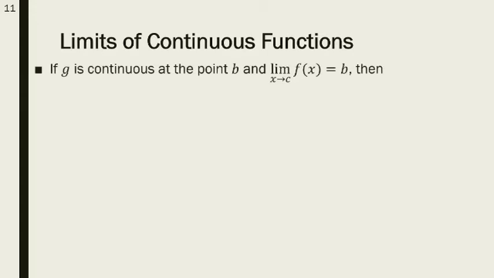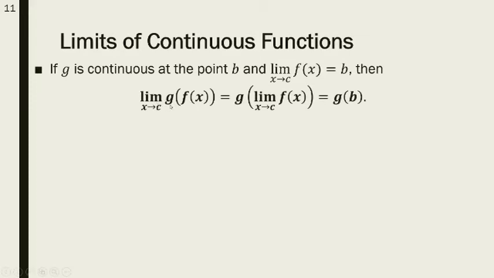Then we have limits of continuous functions. If g is continuous at point b, and the limit of the function f of x as x approaches c is equal to b, then the limit of the composite function g of f of x as x approaches c is equal to g of the limit of f of x as x approaches c, which is also equal to g of b.